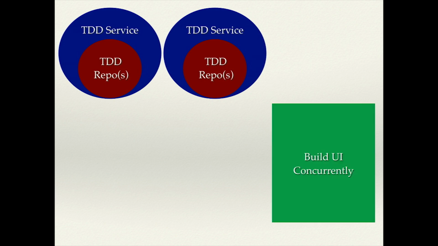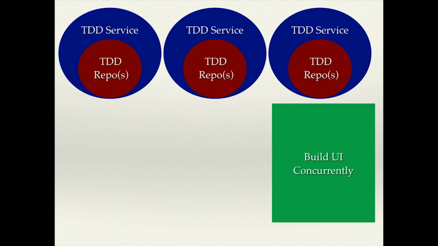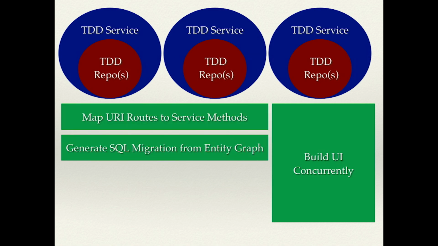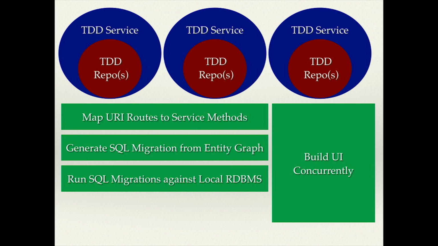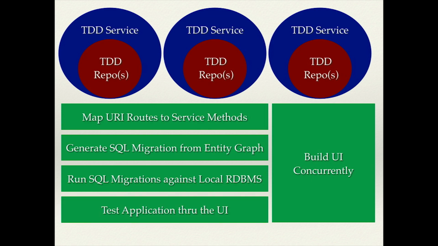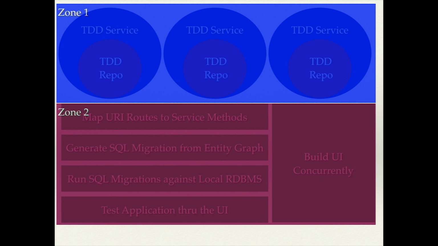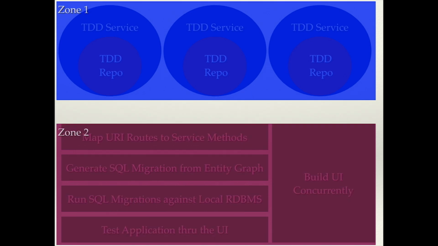So the workflow now looks like this. I might first TDD my repository, TDD my service that uses a repository, kind of repeat. Meanwhile, I could have somebody else on the team build a UI concurrently. They don't have to worry about my business logic just yet. And then I TDD more services. And then finally, I'll map the URI, create the migrations, run them, and then test the application through the UI. But what matters here is that you think of it as zone 1 and zone 2, and they are decoupled.